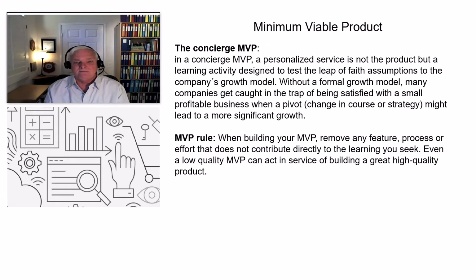When building your MVP, remove any features, processes, or efforts that do not contribute directly to the learning you seek. Bare bones. It's the difference between a Volkswagen and a Cadillac. From a functional standpoint, if all I'm looking for is transportation for one person from one place to another, the Volkswagen is probably a better solution than a Cadillac that has all of these other extra features. I don't need to take 4 or 6 people. I only need to take one person. Maybe it's a Yugo that we need to use. So that's the MVP rule.